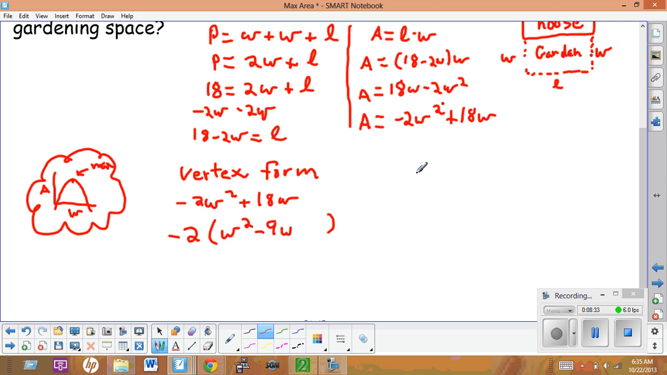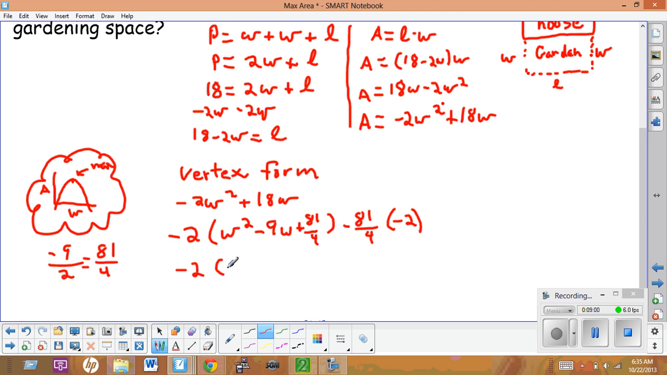Okay, we're going to half the middle term. So the middle term is negative 9. Divide that in half, I get negative 9 halves. Square it, that becomes 81 over 4. So I'm going to add 81 over 4. And if I add it, I also have to subtract it. Remember to multiply by the negative 2.